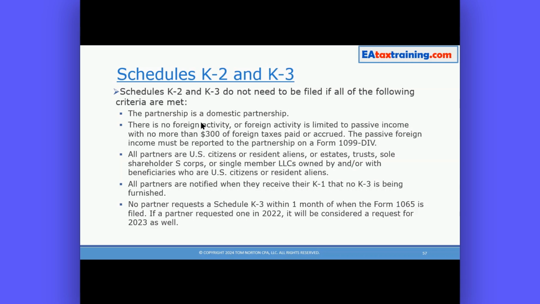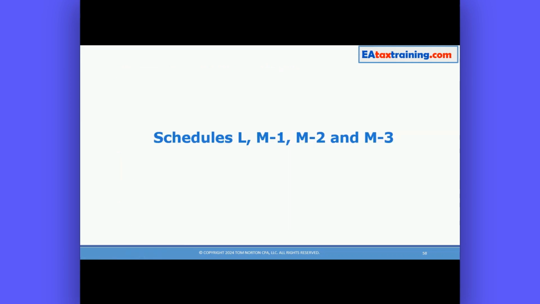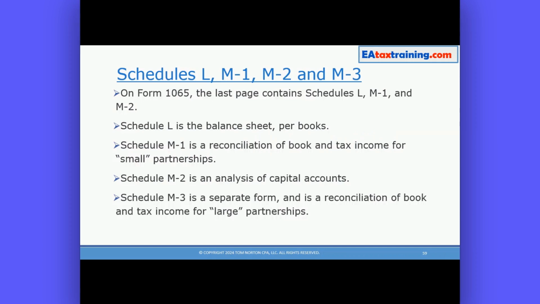So sometimes with larger partnerships where you don't really know who the other partners are, you don't know much about those other partners, you just go ahead and attach a K2 and K3 because you're not sure, and that way you make sure your bases are covered. But if you've got just a simple US partnership with US partners without foreign activity, you don't need to worry about the K2 and K3. But if you don't meet all the criteria there on the slide, then you do have to issue the K2 and the K3s. Now let's talk about Schedule L, M1, M2, and M3.